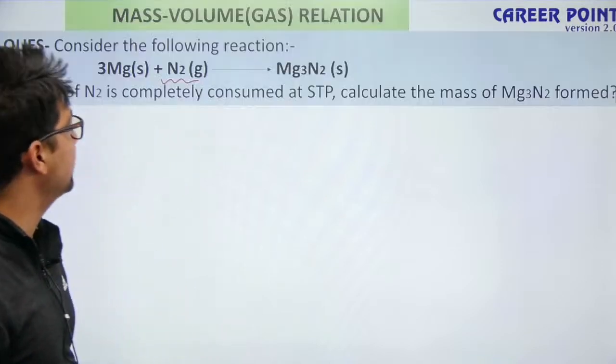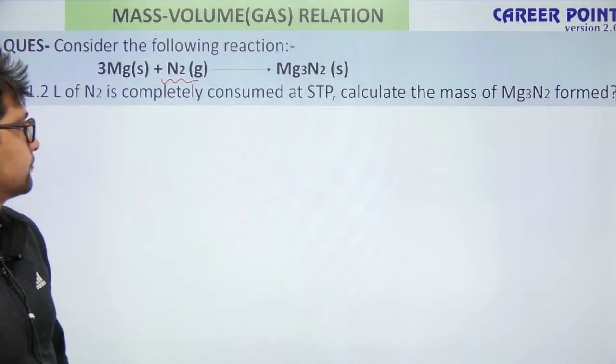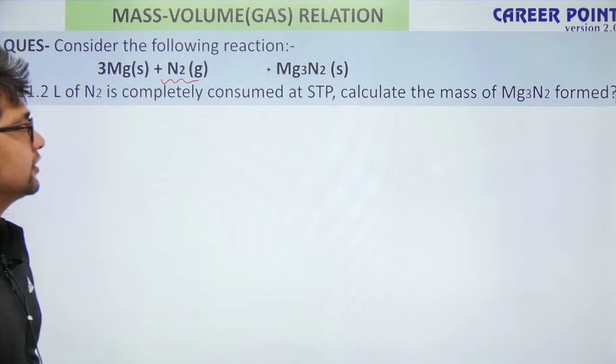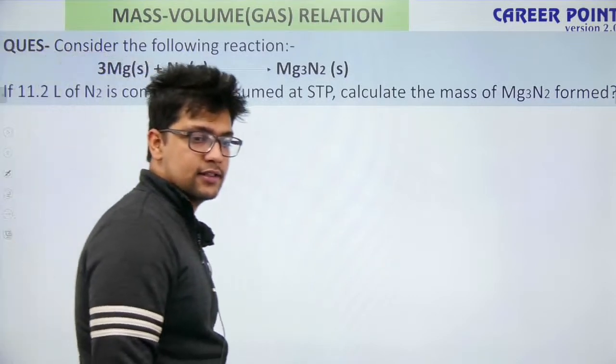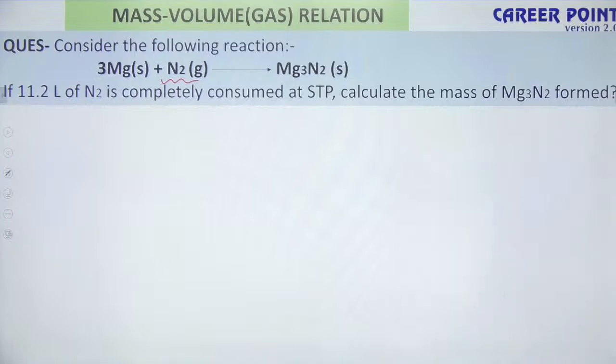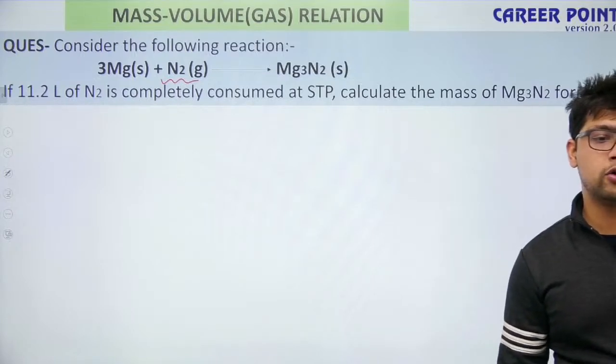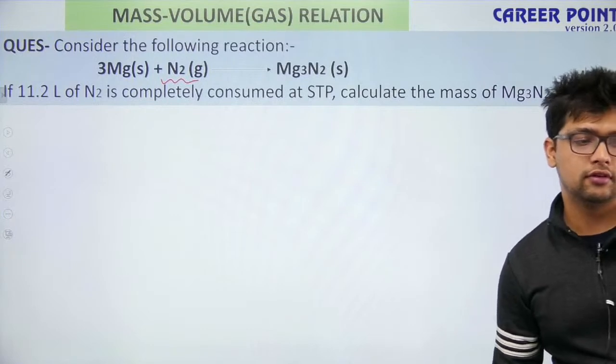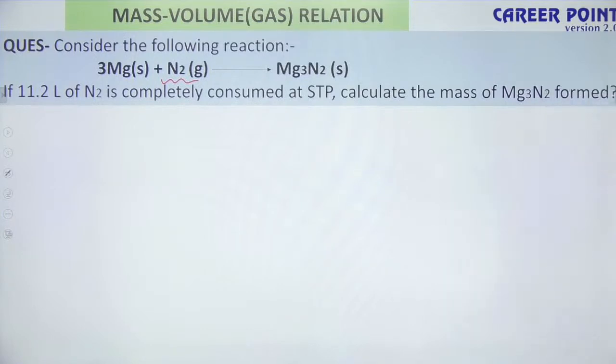Yes, Sudeshna even has the answer. Let's see if it's right or wrong. Calculate the mass of magnesium nitride formed. Okay, so she has the answer. She is saying 50 grams. So what about others? Anil, tell me, what about you? Muhammad, Naveen? What do you think should be the answer to this question? I am waiting for you guys.